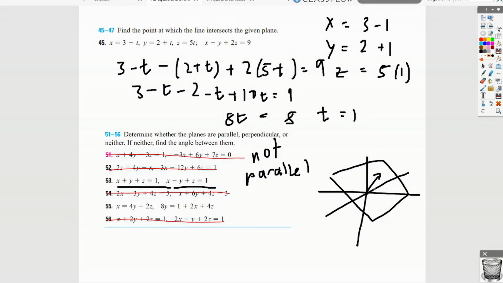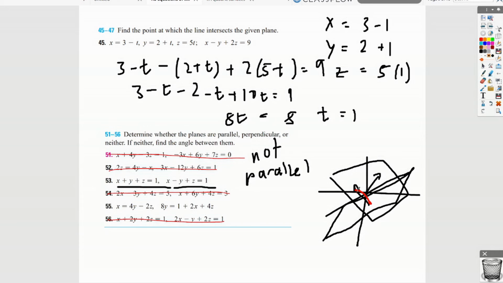And then if another plane is perpendicular, let's say something like this, or something like this. I am so bad at drawing, I'm sorry. So it's perpendicular. You could see that their normal vectors will also have to be perpendicular.